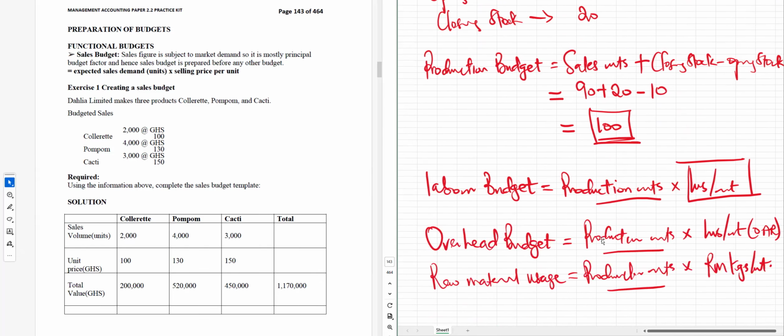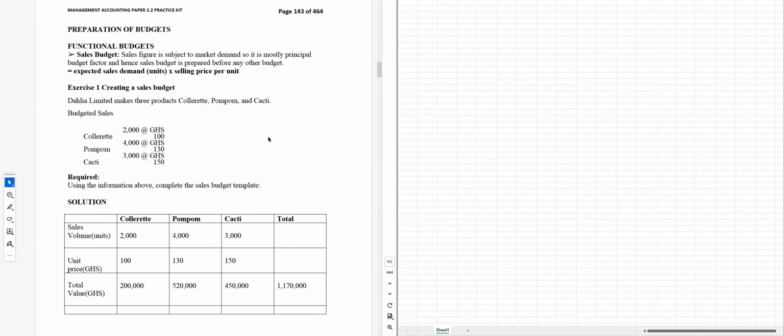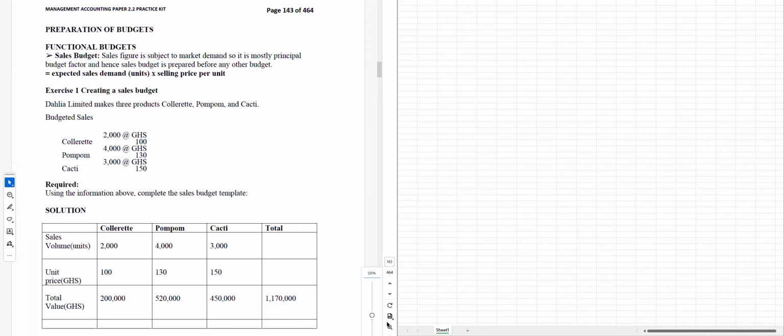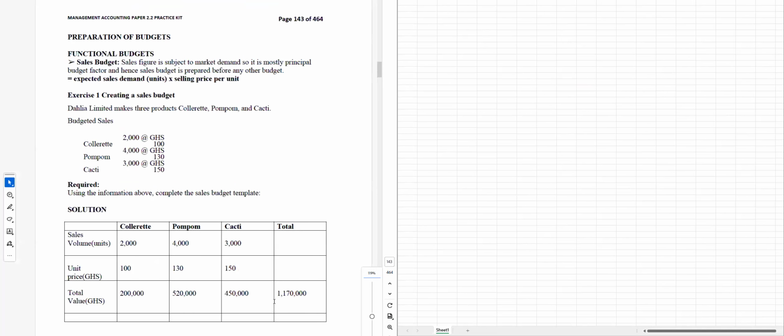Yes, please. Okay, so in that case, let's look at this one. Sales budget. Dahlia Limited makes 3 products: Colorette, Pom Pom, and Cacti. It's just an illustration example. They said we should prepare the sales budget. So the sales budget is straightforward. That's our total sales, right? And you've already been preparing budgets from the start of this class, you just didn't know it was a budget. All those times we were finding total cost, they were all budgets.